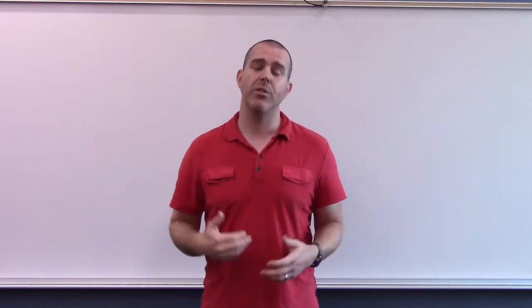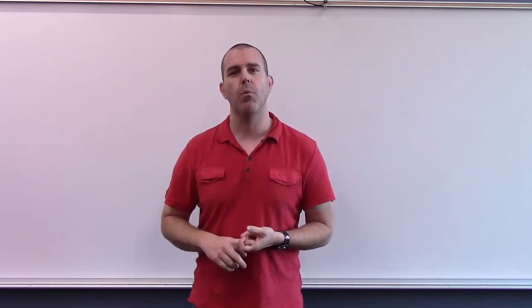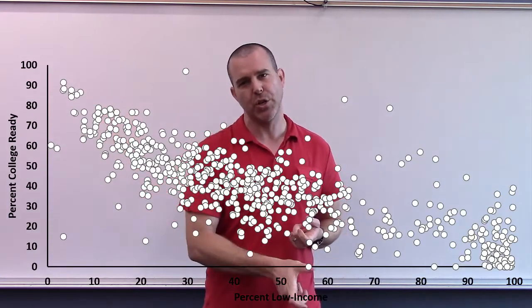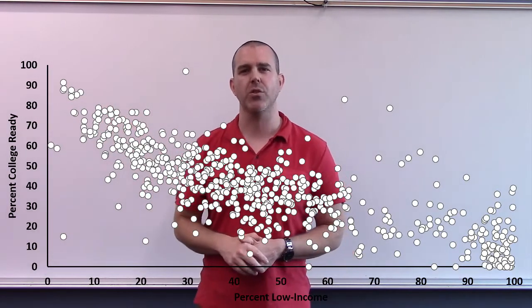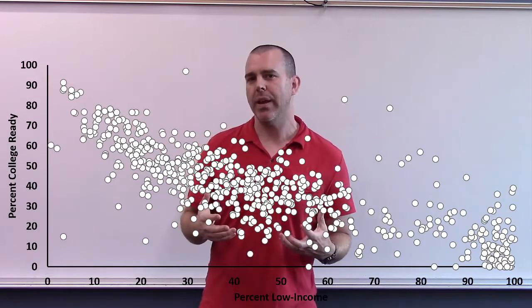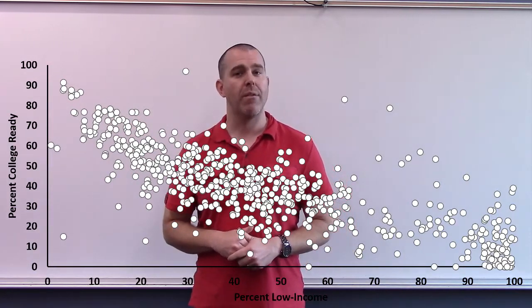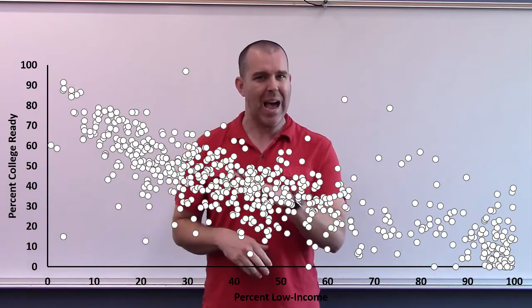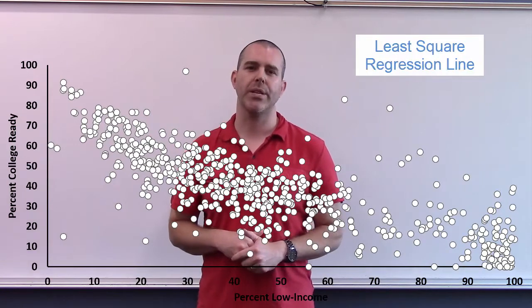And so this is what looking at bivariate data does for us. There's a couple of key things we're going to look at. One is a way to numerically measure the linearity of this relationship. So we know there's this linear trend. How linear is it? And that's called the linear correlation coefficient. Then we'll also have a way to find an equation for the line that best fits these data. That's called the least squares regression line.